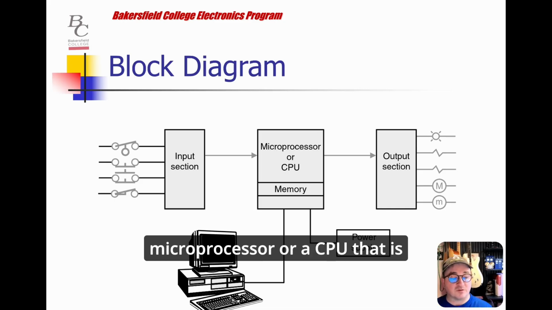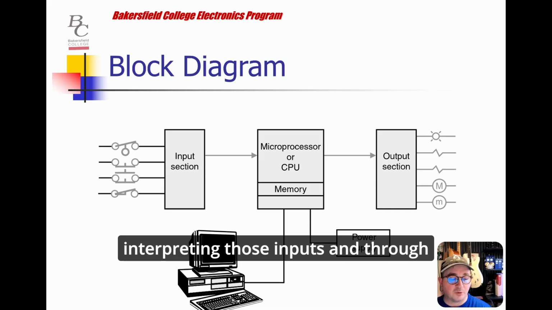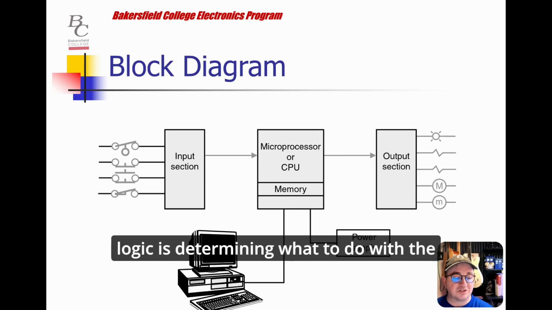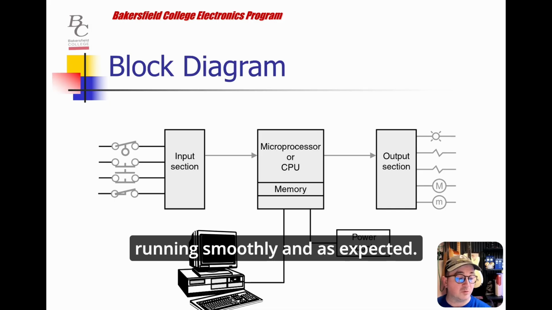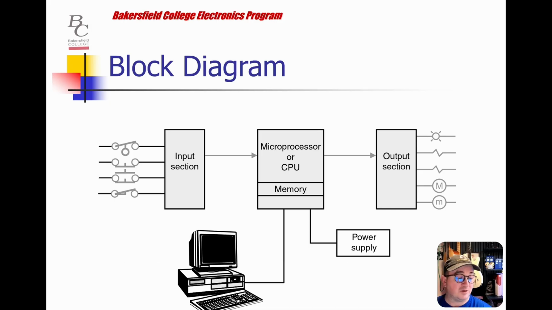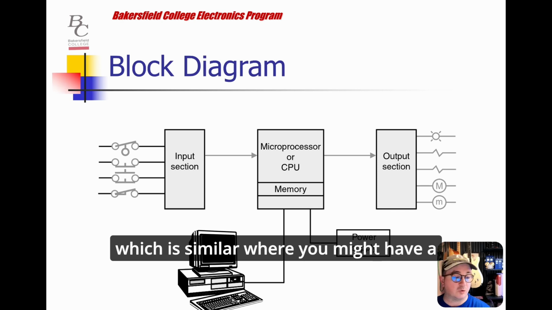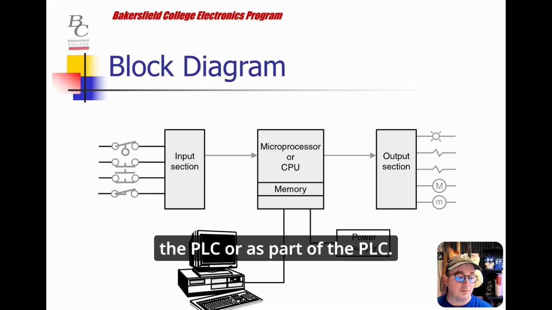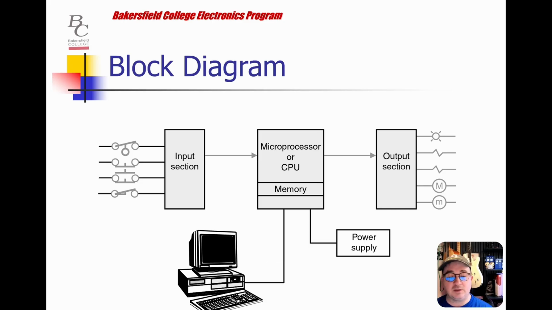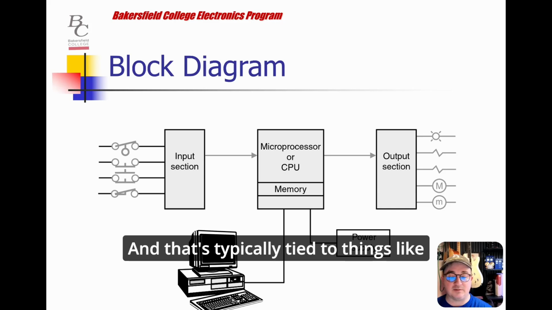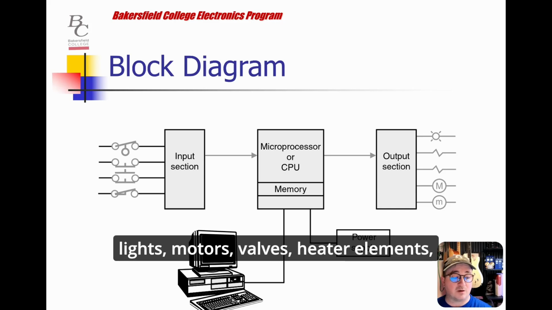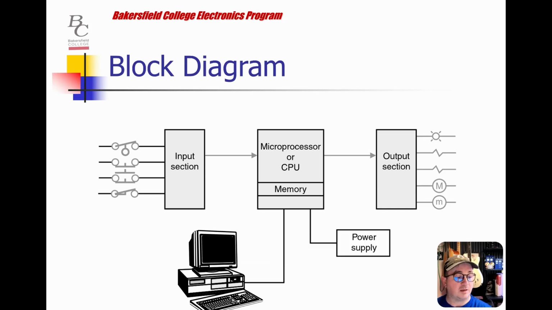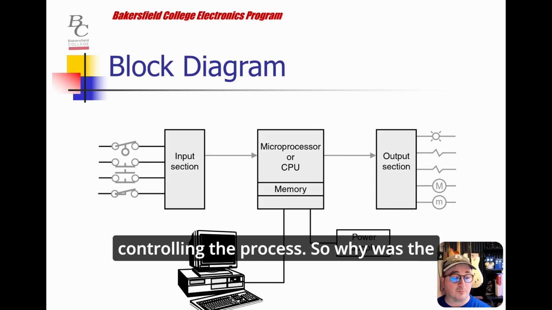Then you have a microprocessor or a CPU that is interpreting those inputs and through logic is determining what to do with the outputs to ensure that the process is running smoothly and as expected. You also have an output section, which is similar, where you might have a card, or if it's fixed I/O, you could also have outputs directly on the PLC. That's typically tied to things like lights, motors, valves, heater elements, different things that are actually controlling the process.